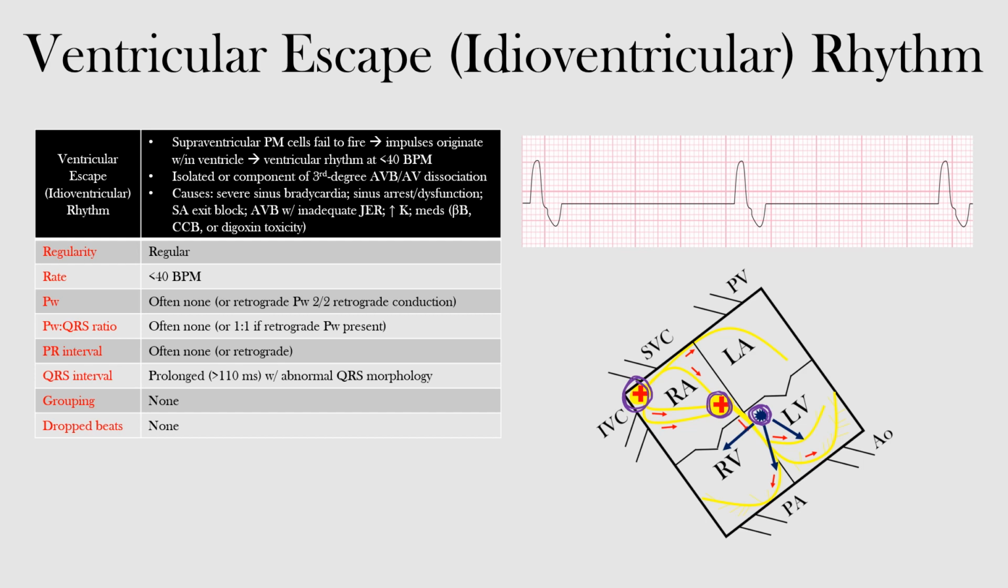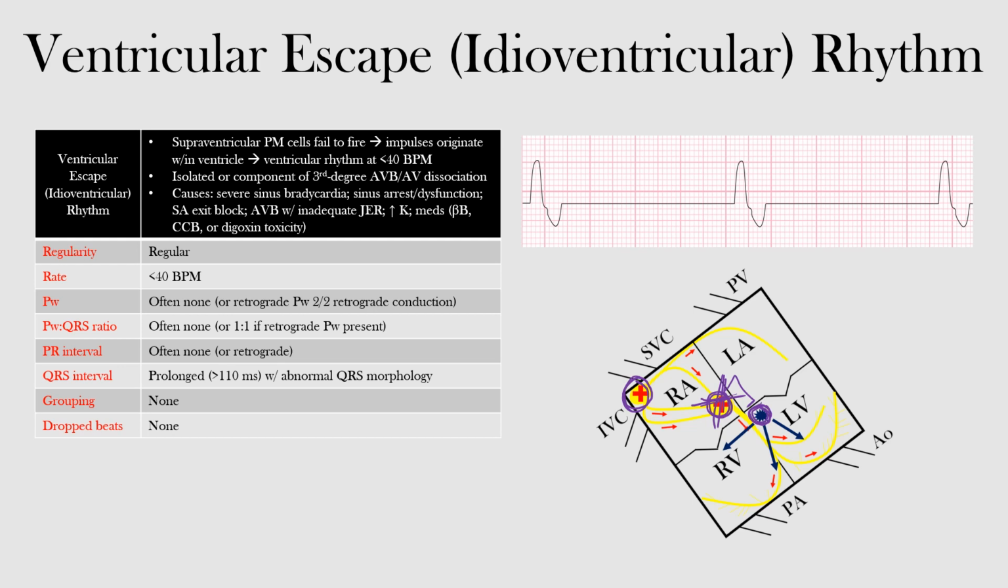Now, ventricular escape rhythm may be isolated or a component of third-degree AV block or AV dissociation. Some causes include severe sinus bradycardia, sinus arrest, sinus node dysfunction, sinoatrial exit block, AV block with an inadequate junctional escape rhythm, hyperkalemia, and a consequence of some medications, such as in the setting of beta blocker, calcium channel blocker, or digoxin toxicity. Okay, so if we have a third-degree or complete heart block that's blocking the AV node, sometimes we can get a junctional rhythm, meaning one that's coming from somewhere in our AV junction. However, if we're also not getting anything from that junctional area, maybe it's damaged, we may have a ventricular pacemaker take over the rhythm of the heart.